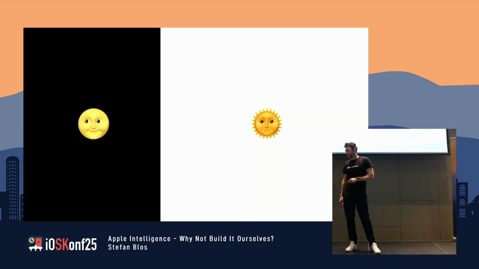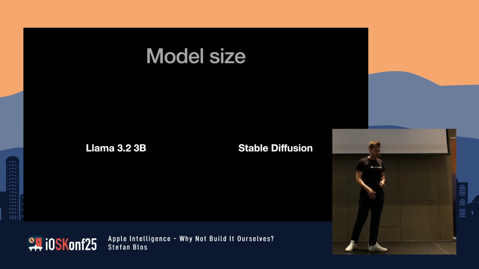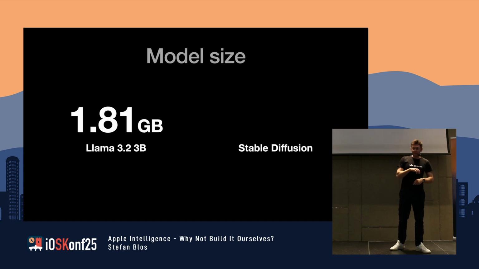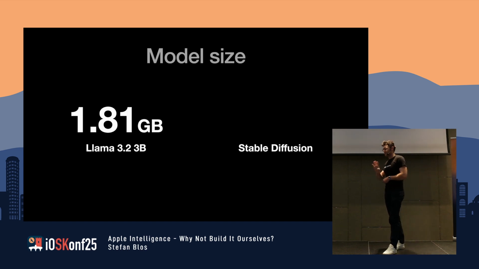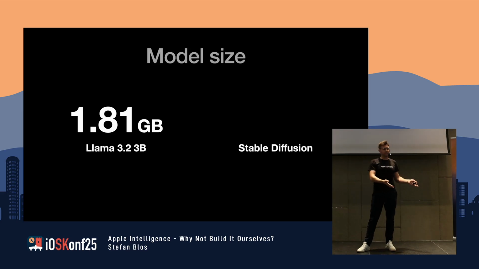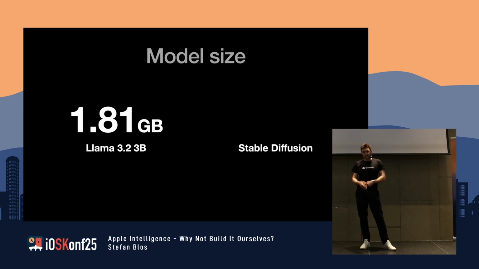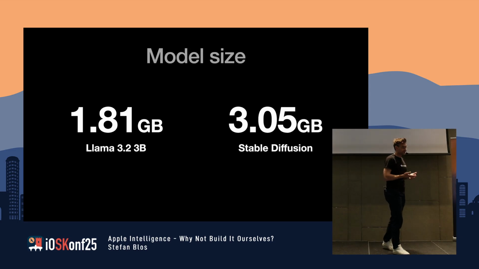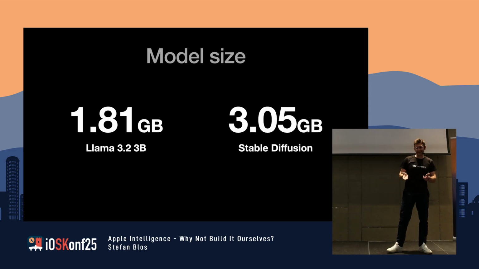All right, so the developer experience, I would say it's okay. But then let's talk about model size. I already told you that the 3 billion parameter text model is 1.8 gigabyte, which, well, we can download this. It takes a while, right? But the stable diffusion model is 3 gigabyte already. So it's still okay, I think, to download 3 gigabytes at times.